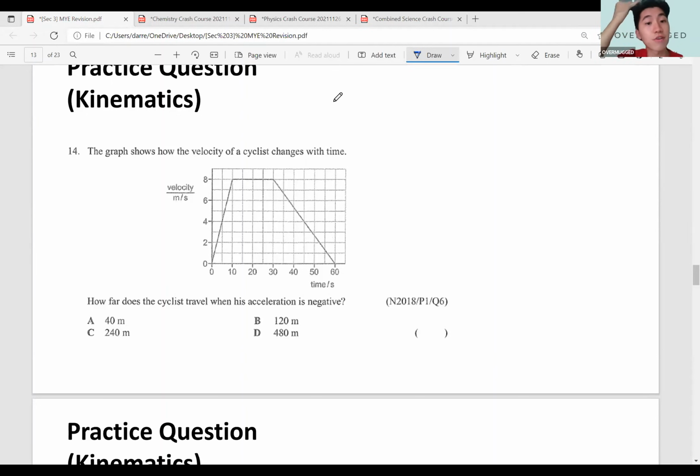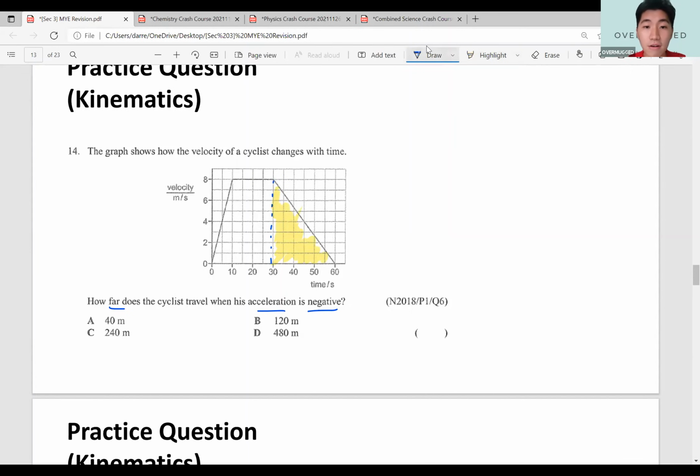Okay, let's try question 14 together, shall we? All right. So how far does a cyclist travel when its acceleration is negative? Acceleration is negative is referring to the part where it is slowing down. So I'm talking specifically from 30 seconds all the way to 60 seconds. How do I find the distance traveled, guys? Remember, it is area underneath the graph, correct? So the area underneath the graph is the distance the cyclist traveled.